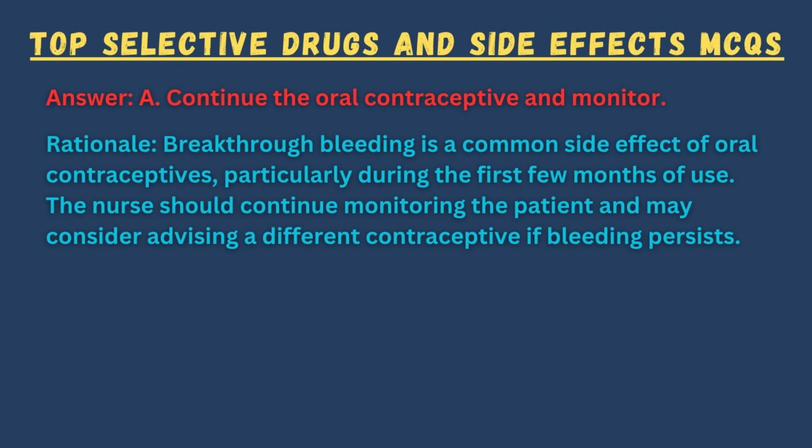Answer: A. Continue the oral contraceptive and monitor. Rationale: breakthrough bleeding is a common side effect of oral contraceptives, particularly during the first few months of use. The nurse should continue monitoring the patient and may consider advising a different contraceptive if bleeding persists.